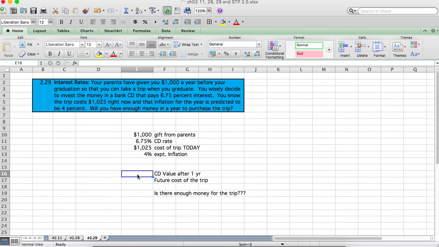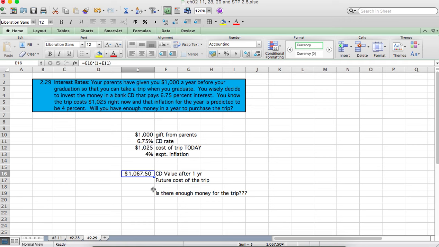All right. So then for the CD value after 1 year, all we do is we take the amount of the gift and then we have to add the CD rate to find out how much we're going to have after 1 full year. So then we do equals $1,000, which is a gift from our parents, times 1 plus the CD rate, close parentheses. And that's going to give us our initial amount back, which is the gift from our parents, with an increase of 6.75%. And if we make that into money, that's $1,067.50. The value of the certificate of deposit after 1 year.